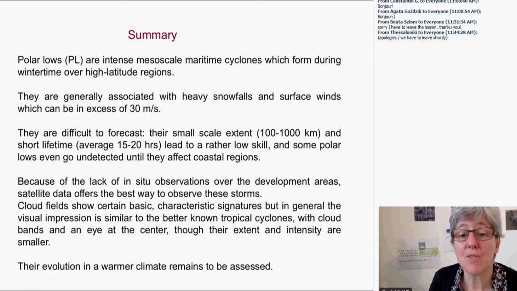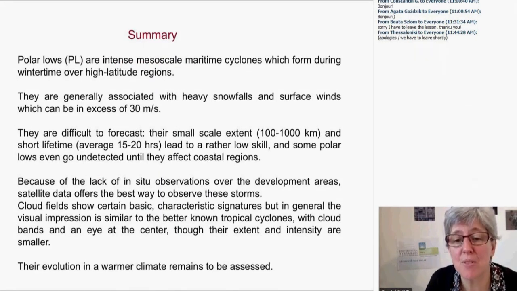And this is a summary. I probably don't have the time to read it, but I hope that you've been interested by this lesson. Thank you so much.